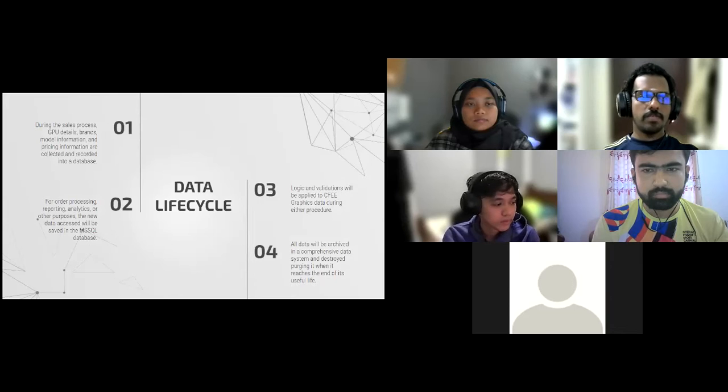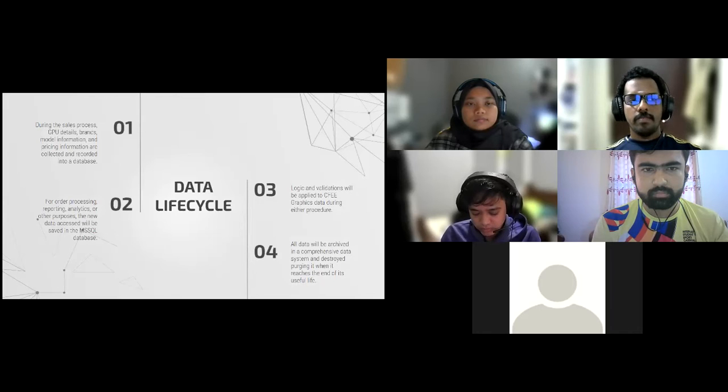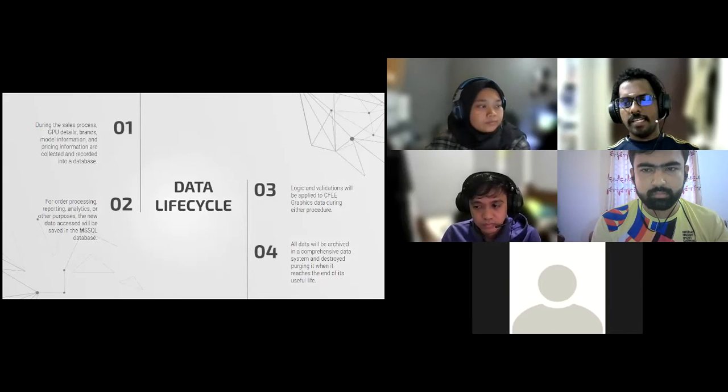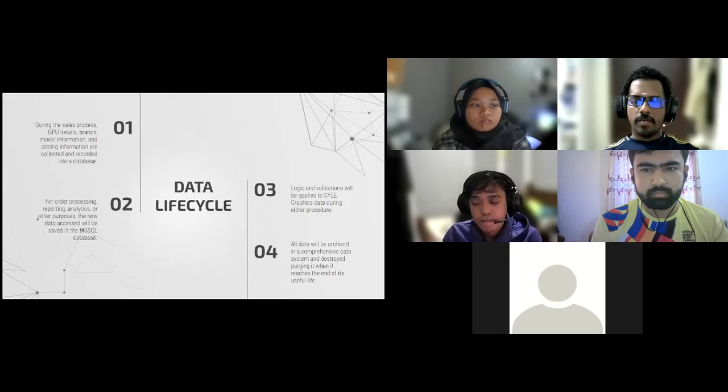So next, I would like to move on to the data life cycle. The first process is the sales process, where GPU details, brand, model information, and price information are recorded into the database. For order processing, reporting, analytics, or other purposes, the new data access will be saved in the MS SQL database. The third is that logic validation will be applied to our CFEE Graphics data during either procedure. And for the last one, all data will be archived comprehensively, and purged when it reaches the end of its life.